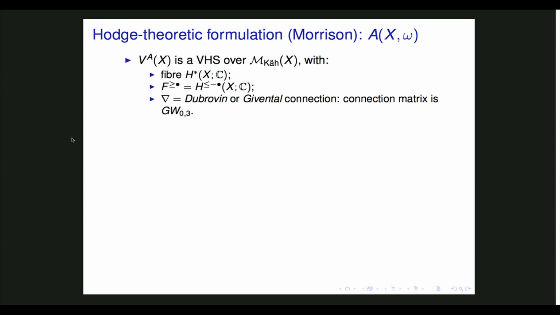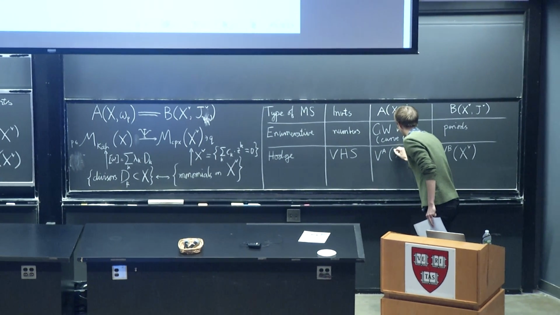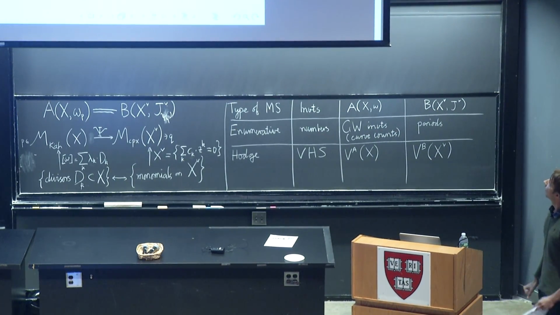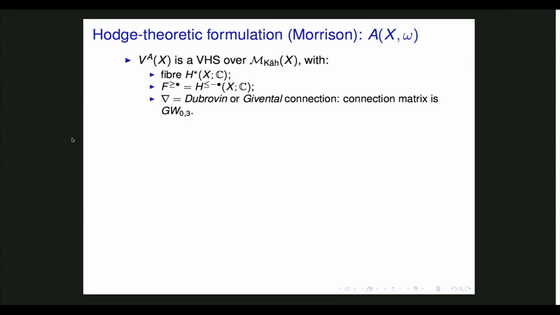On the A side, it's a bit stranger. This is called the A variation of Hodge structures. It's also got fiber the cohomology of X. The filtration is the filtration by cohomological degree. And the connection is the Dubrovin or Givental connection, whose connection matrix is this Gromov-Witten invariant, genus 0 with 3 marked points, that I drew a picture of on a previous slide. So that's where the curve counts go in.